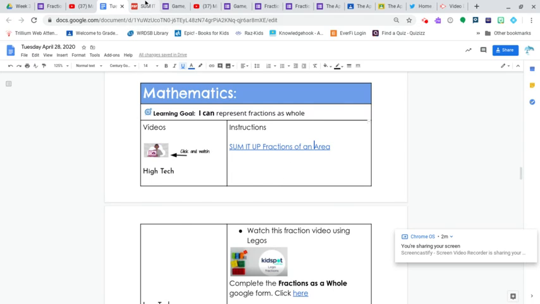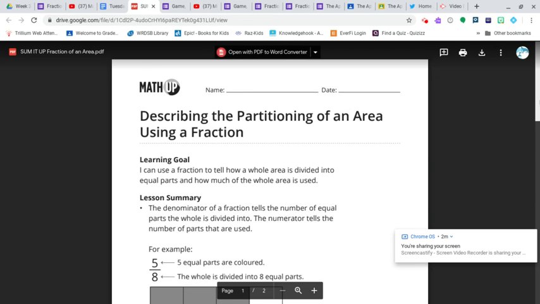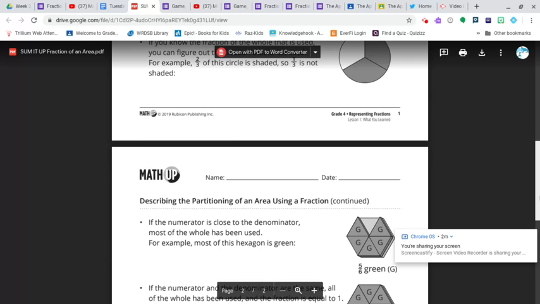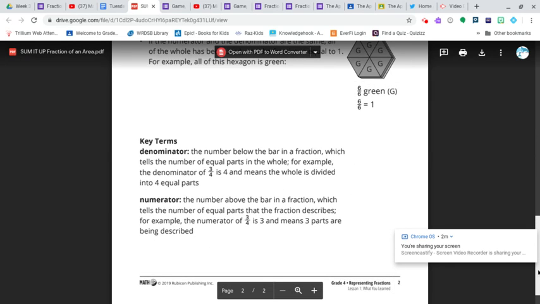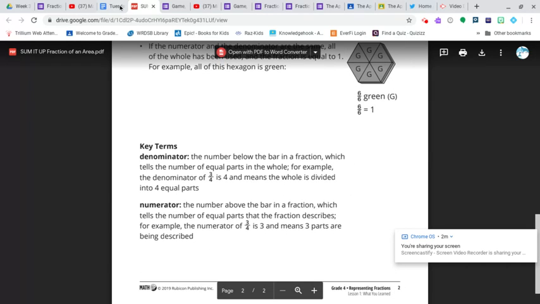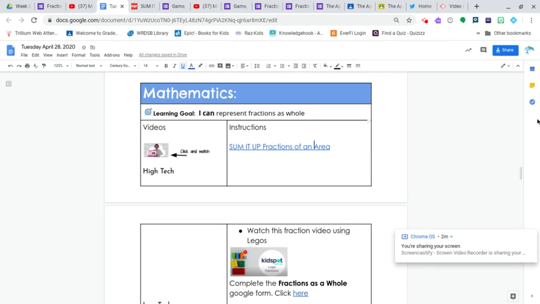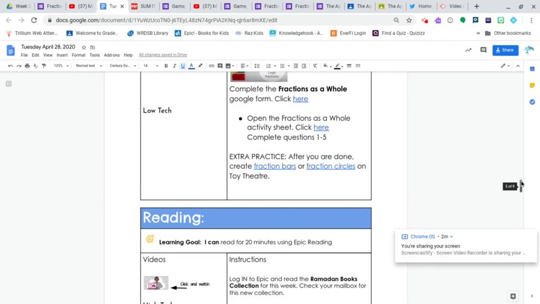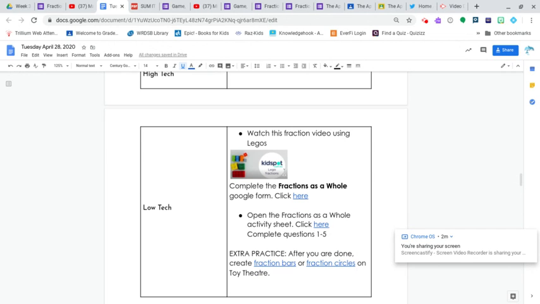So you can sum it up there. Here is a little page for you to take a look at, and there's some vocabulary down here. And there is a fraction video about Legos. I'm a big fan of Legos. If you click on that, you'll get a chance to watch a fraction video about Legos. It's very important because it's actually what it is, a fraction of a whole. If something is split evenly, it becomes something else. We use Legos a lot, especially in math, and this is one way to look at it.